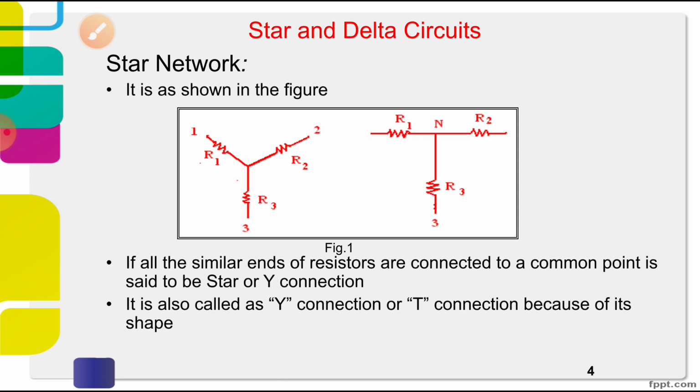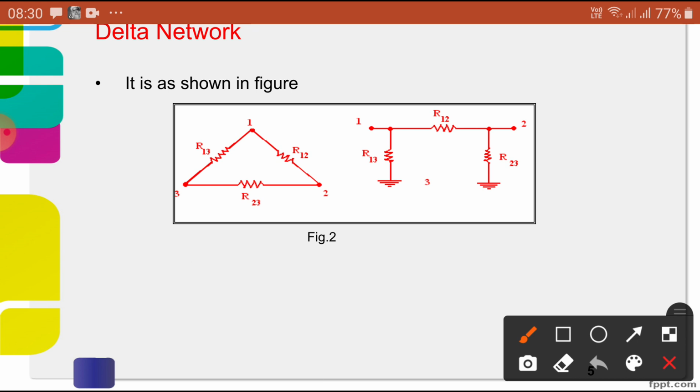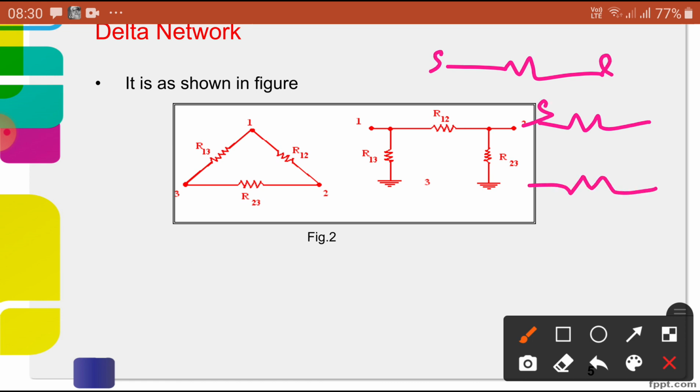Now, coming to the delta. What is the delta? You can see the figure. Its shape is a delta. What we have seen so far: resistor 1, resistor 2 and resistor 3, each with a starting and an ending, and all the endings are connected to a common point, that is known as a star.